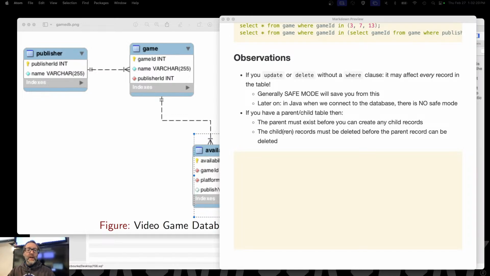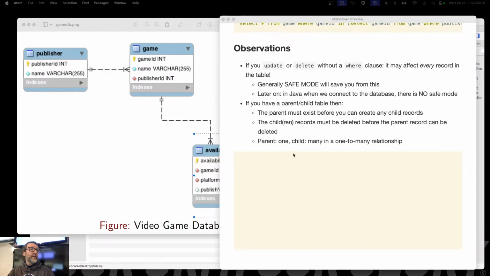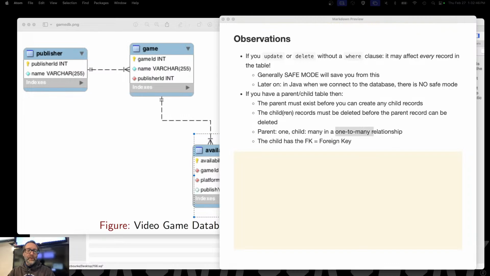If the parent is the one, right, and the child is the many, that forms a one-to-many relationship. So just think about, okay, well, I've got these two entities, these two ideas, and there's clearly a one-to-many relationship. So where should I locate the foreign key? In the child table, because the child always has the FK, the foreign key.